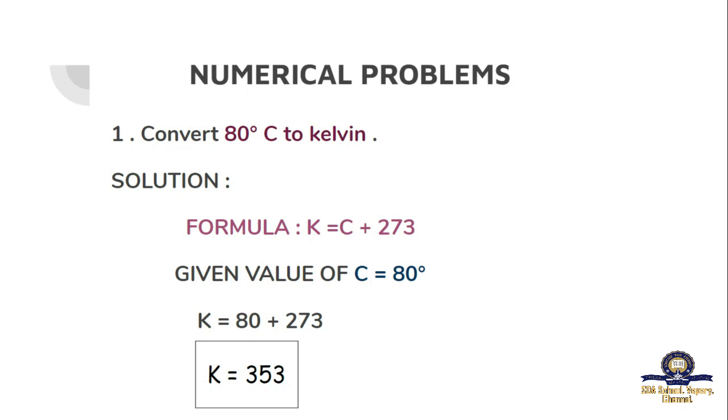Next we will do some numerical problems. The first problem is convert 80 degrees Celsius into Kelvin. The formula given is K is equal to C plus 273. Here they have given the value for C. What is the value for C? 80 degrees Celsius. So apply that C value in that formula. So we will get the answer 353.